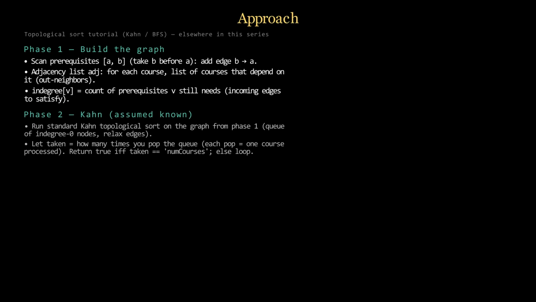Two phases. Phase 1, build the directed graph from prerequisites. For each pair A, B meaning take B before A, add edge B to A, plus an adjacency list and indegree per course. Phase 2, assuming you already know Kahn's topological sort, run it on that graph. Keep a counter taken, add 1 each time you dequeue a course. If taken reaches numCourses, return true. If not, prerequisites loop.